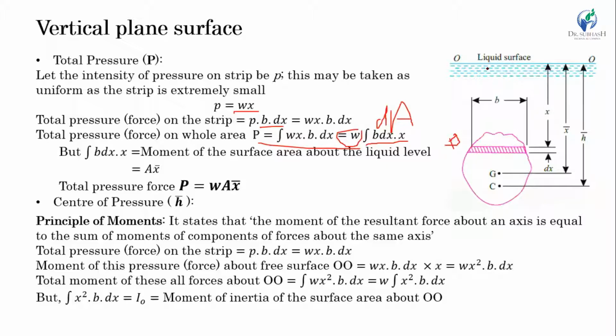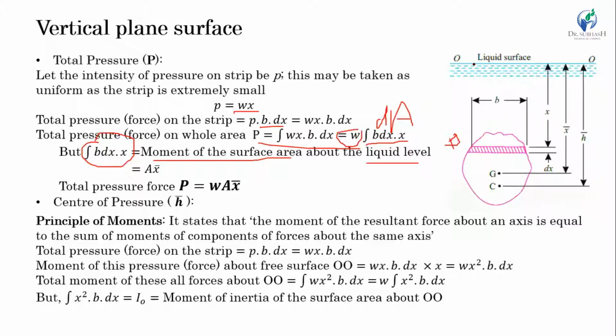Here x is the distance of the area of this strip from the free surface of liquid. When you sum up all these terms, area into distance, area into distance, it gives the moment of the surface area about the axis which we have considered as reference, and here our reference is the liquid surface. So the integral of b dx times x gives the moment of the whole surface area about the free surface of liquid.